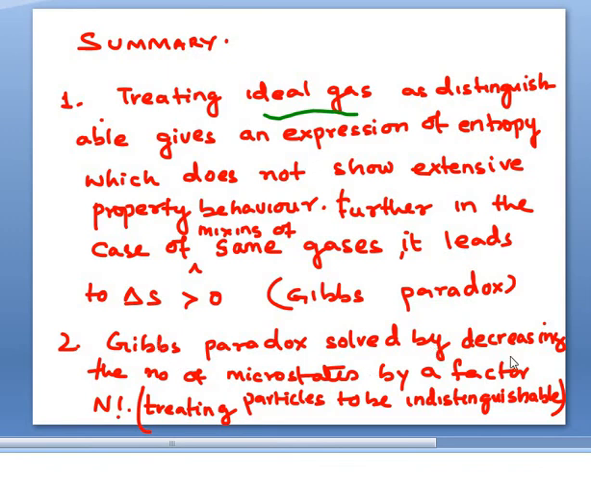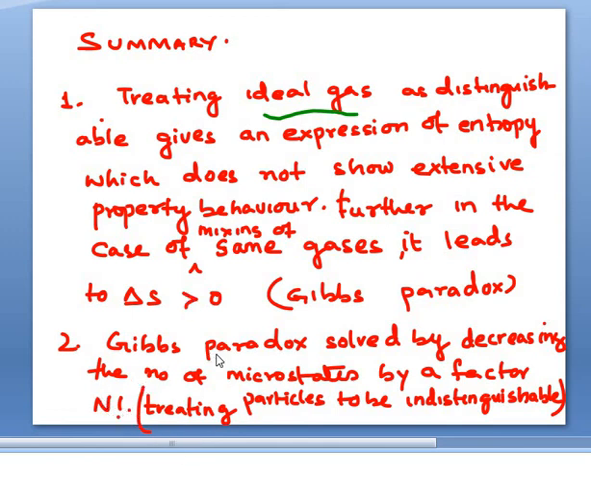The Gibbs paradox is solved by decreasing the number of microstates by a factor N factorial. And what is the logic behind it? We have treated the particles to be indistinguishable. So here some quantum mechanics comes into the picture. Something like when you do some permutation and combination, there is a chance of repeated counting, and therefore we divide by a factor to get the correct number. That is the logic we have used here.